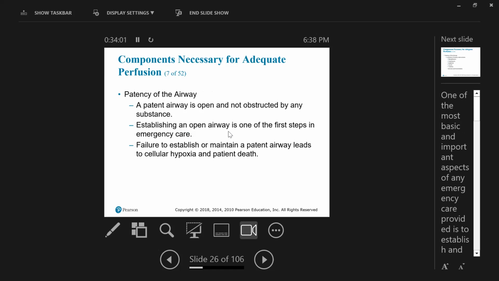Patency of the airway. A patient's airway is open and not obstructed by any substance like the tongue, fajita.